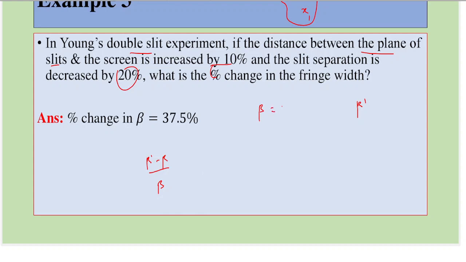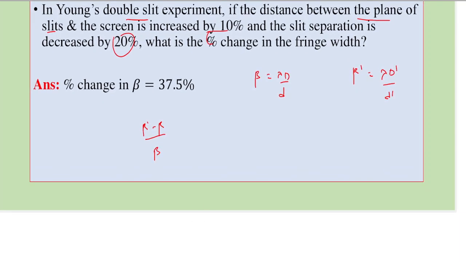Beta is given as lambda capital D by small d, and beta dash would be equal to, lambda will not change, the same wavelength used, but the distance between the slits and the screen is changed, and also the distance between the two slits has changed. It becomes lambda D dash by small d dash. Let's find what is capital D dash first.